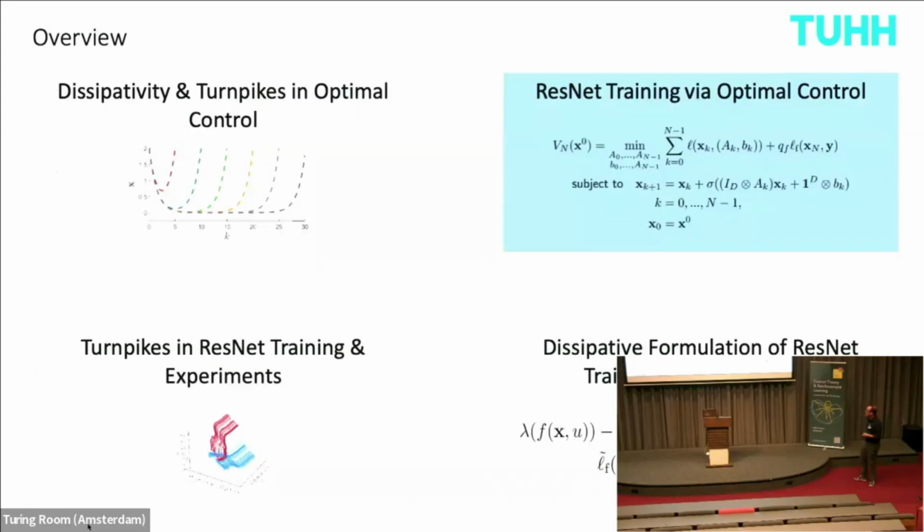Now let me shift gears for the second part of the talk, and let me try to tell you how these insights about dissipativity, this turnpike property being useful for optimal control, can be useful to do deep learning.